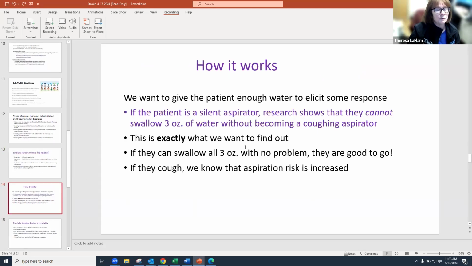So what do we do? We ask the patient to drink 3 ounces of water. They drink the 3 ounces of water uninterrupted, in one gulp. And we ask them to cough and they have a clear cough. There's no rattled cough. There's no wetness. There's no choking. Then we say that's good. They pass our swallow screen. If there's any reason that when they're doing the swallow screen they stop during it, or they have a wet rattle or gurgle, then we fail them.